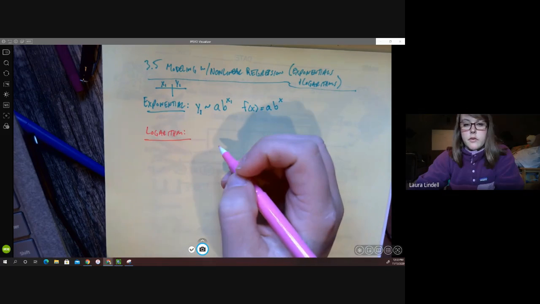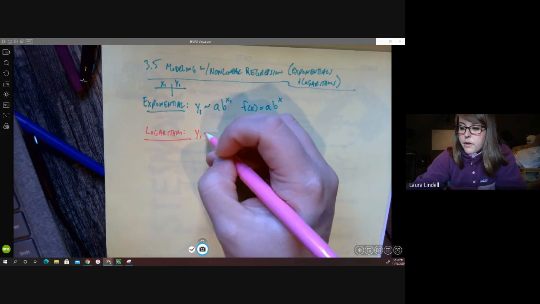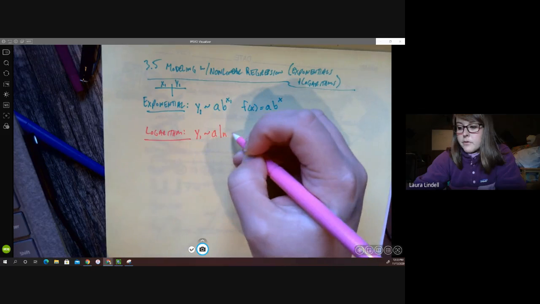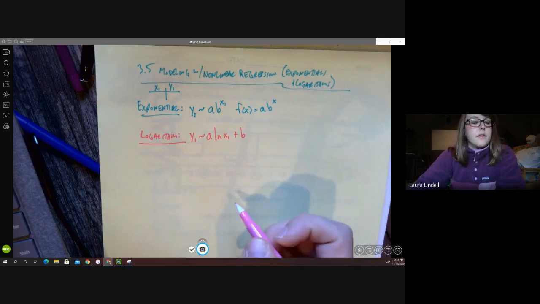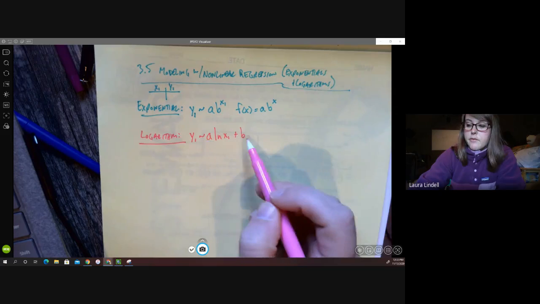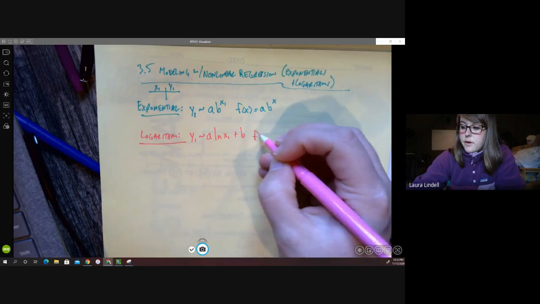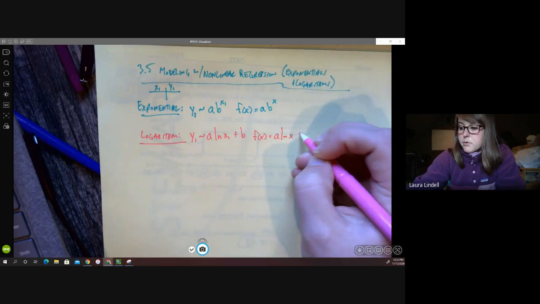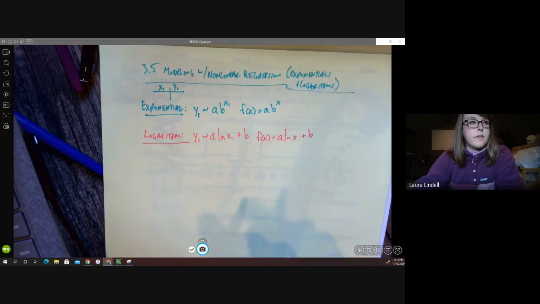All right, logarithm. For a logarithm, it's going to look very similar. We still start with y1, but then it's equal to a times the natural log of x1 plus b. This will spit out a value for a and for b. Then you would plug it in to f of x equals a natural log of x plus b to get what your function is actually going to be.